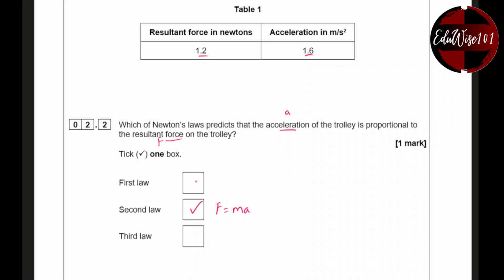It's worthwhile reviewing what Newton's first law and third law are as well. In simple words, Newton's third law is every force has an equal and opposite reaction force, and Newton's first law is if the resultant force is zero, then it's either stationary or moving at constant velocity.